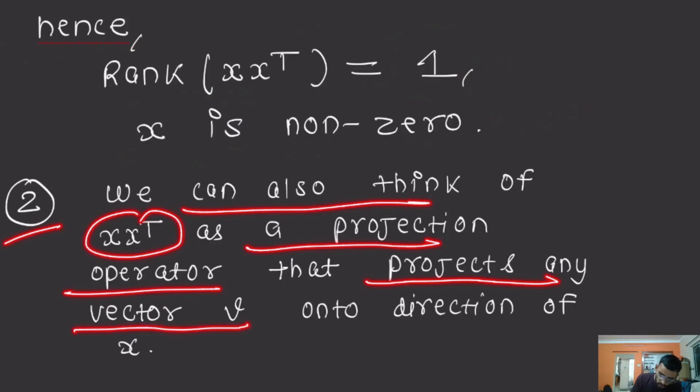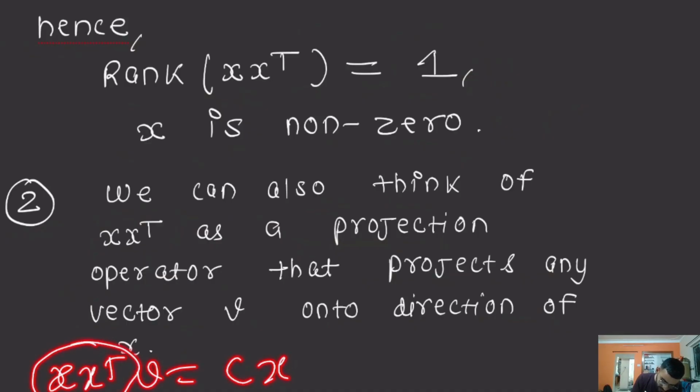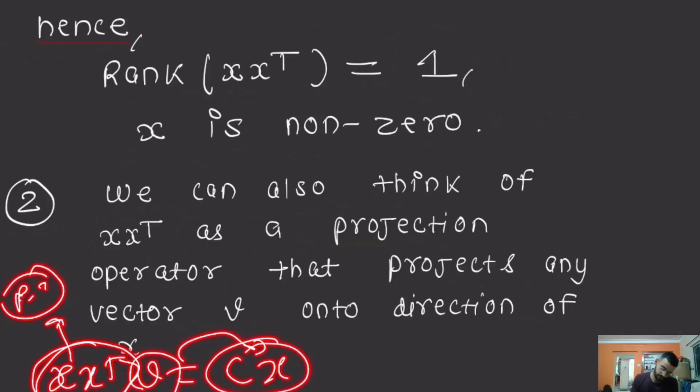Okay, now second one is, we can also think of x transpose as a projection operator that projects any vector v onto the direction of x, which means x transpose v is equal to cx. This x transpose we can see as a projection operator that projects v onto the direction of x.